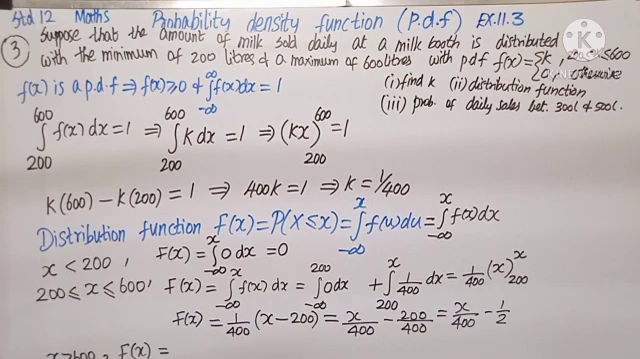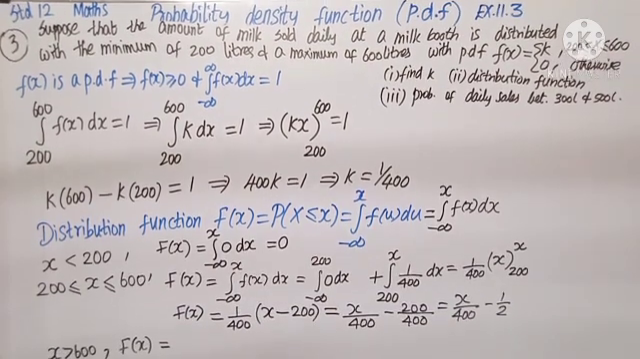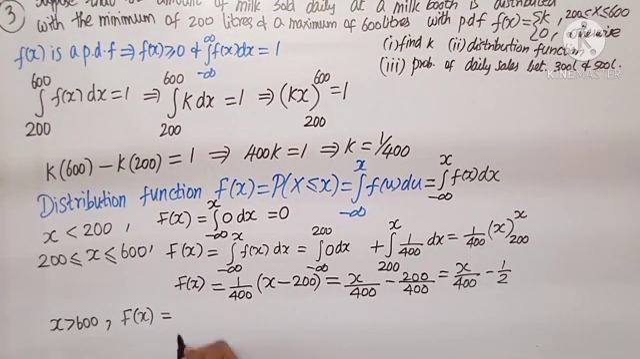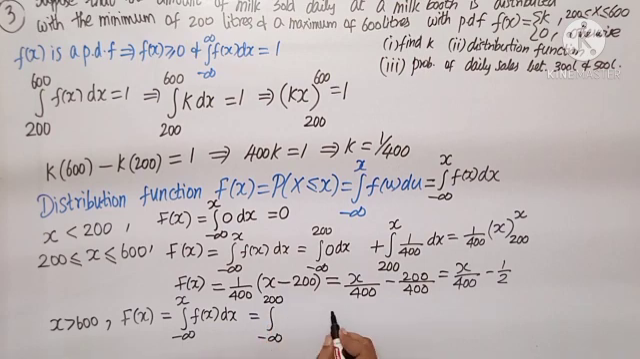The next interval, x is greater than 600. Now what is F of x? The same idea: integral from minus infinity to x, f of x dx. How will I split it? Integral from minus infinity to 200, plus 200 to 600, and since x is above 600, 600 to x. Minus infinity to x is my general formula.